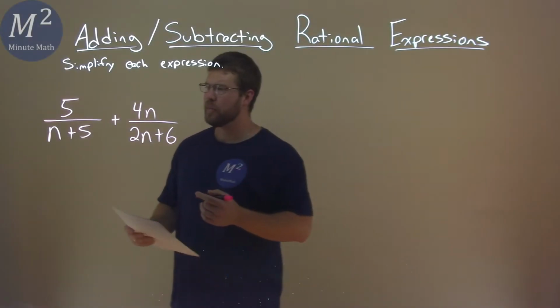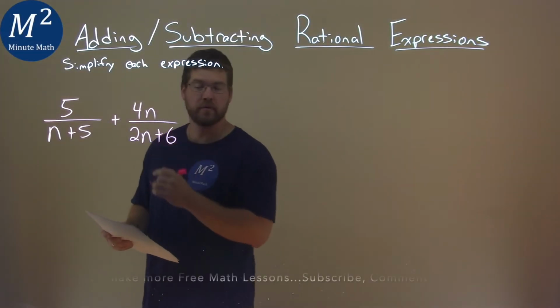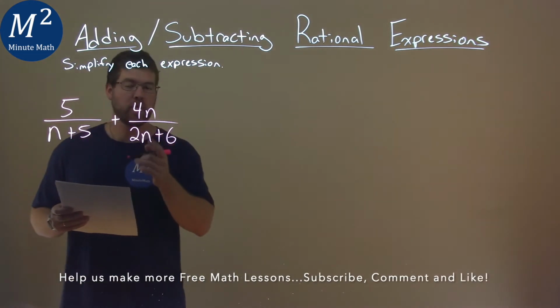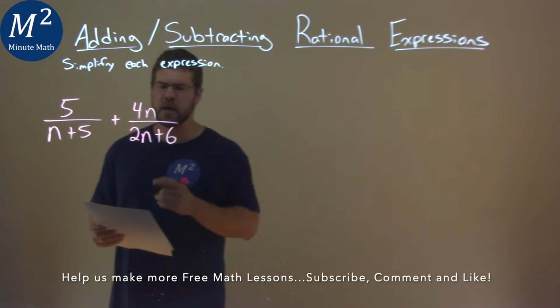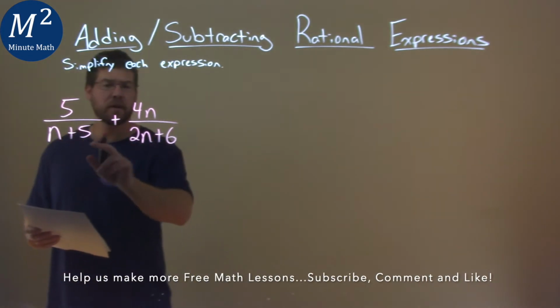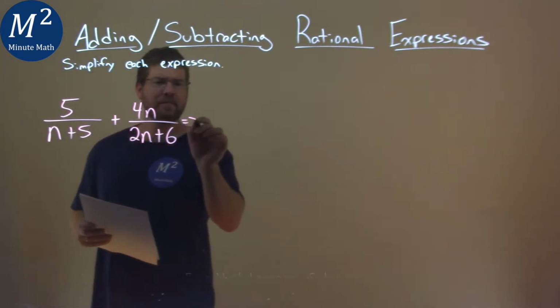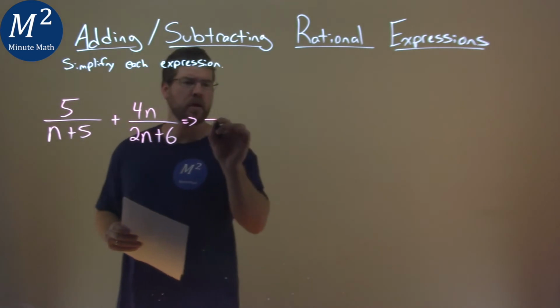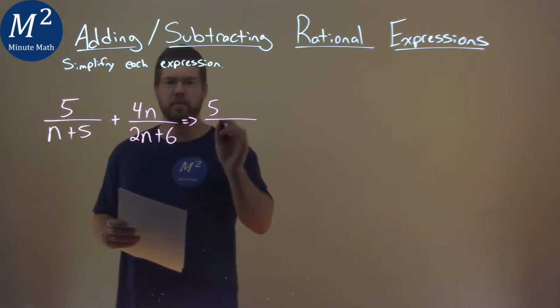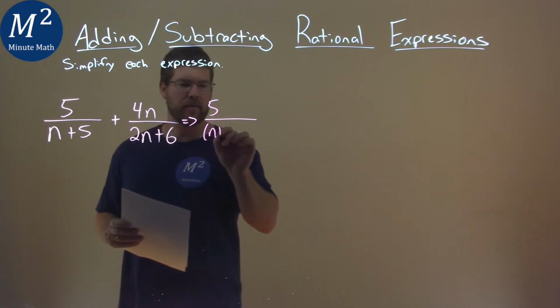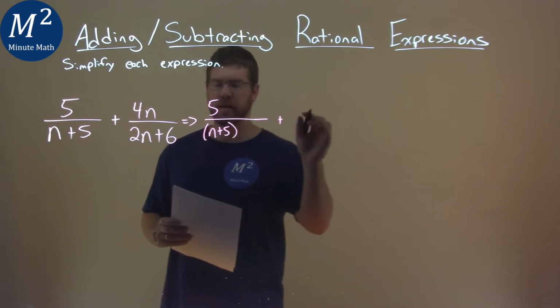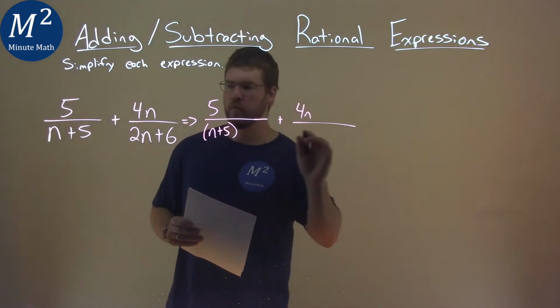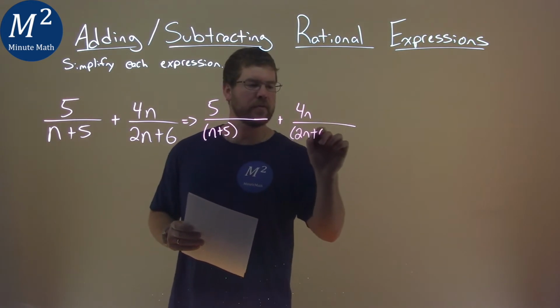We're given this problem right here, 5 over n plus 5 plus 4n over 2n plus 6. And we have to simplify this expression. One thing we notice, our denominators aren't the same. So we have to get the same denominator. So a way to do that, I'm going to rewrite the problem, 5 over an n plus 5 here. And then we have a plus sign. And we have, again, 4n over a 2n plus 6.